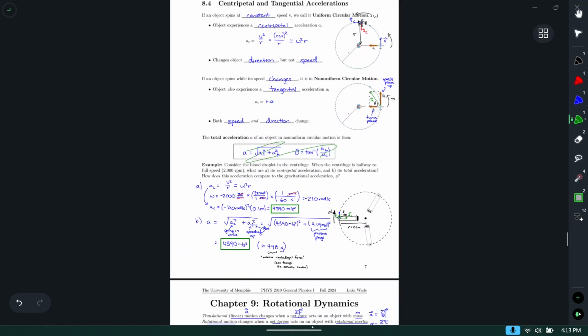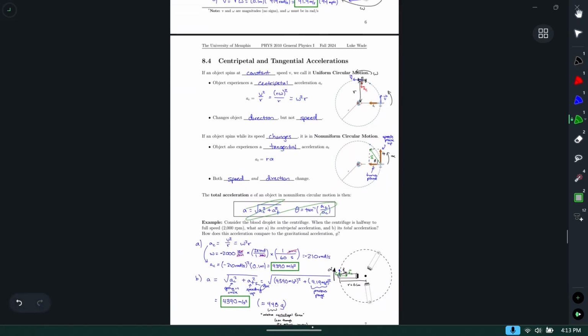Total acceleration won't be on there, but there could be separate questions about centripetal and tangential. In other words, you could have something spinning faster or slower, and that would mean it does have a centripetal and tangential acceleration, but I would ask about those two things separately. I wouldn't ask you to find the total acceleration.